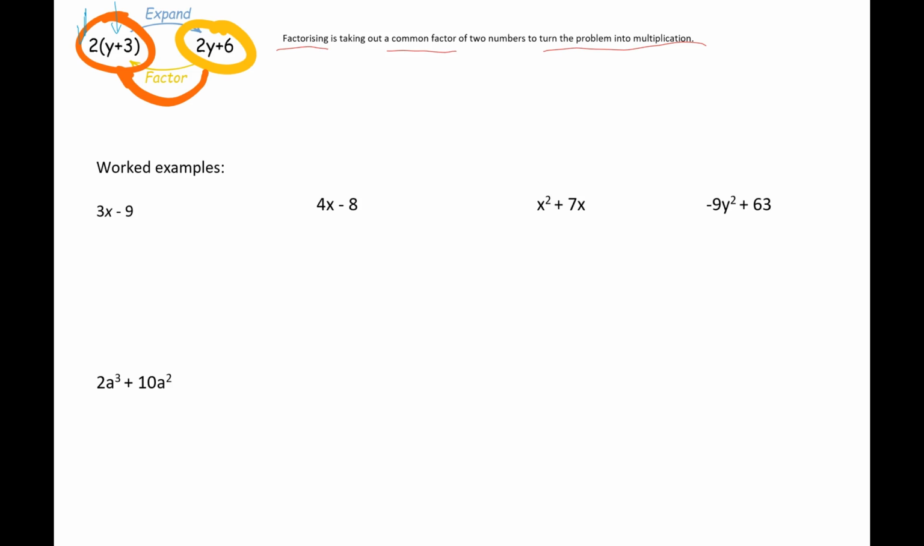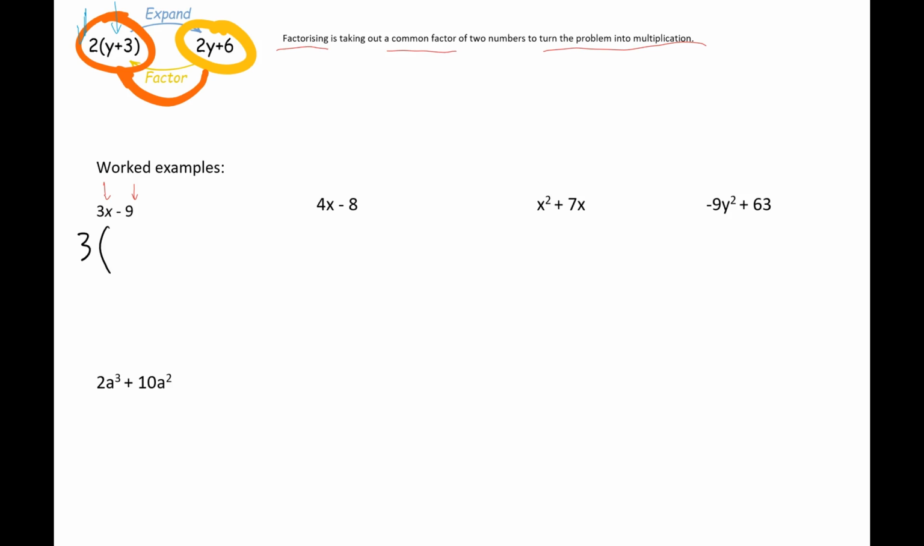With our first worked example, 3x take 9, I need a number that goes into the terms. The terms that I have here are 3x and negative 9. So what goes into 3 and 9? Well, 3 goes into 3 and 9. So I'm going to take out the factor 3, and then I'm going to put a bracket.